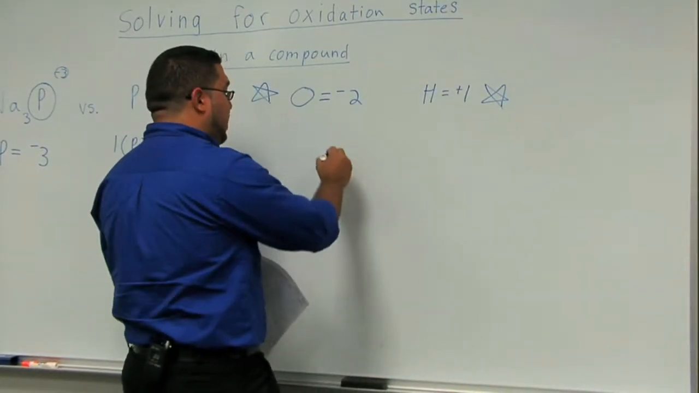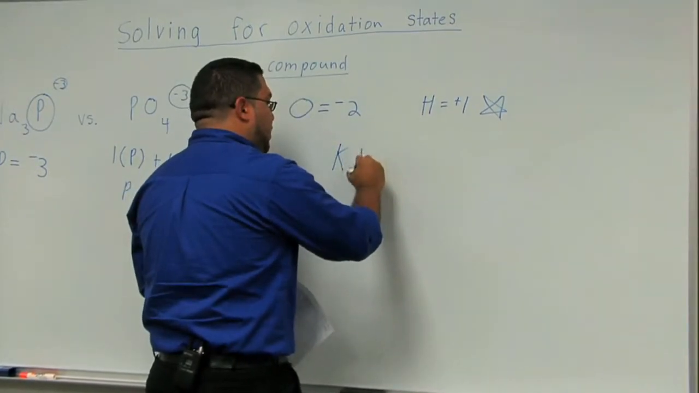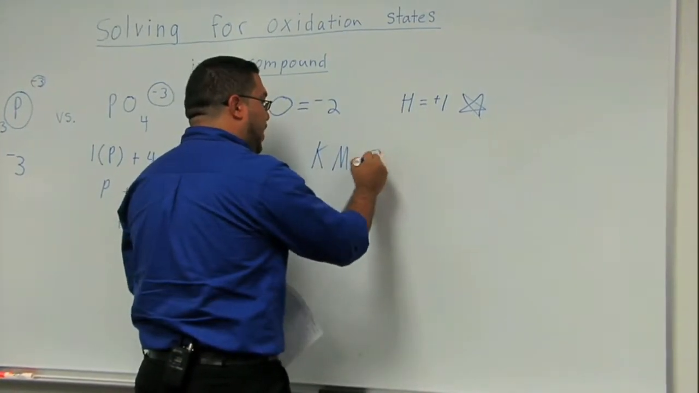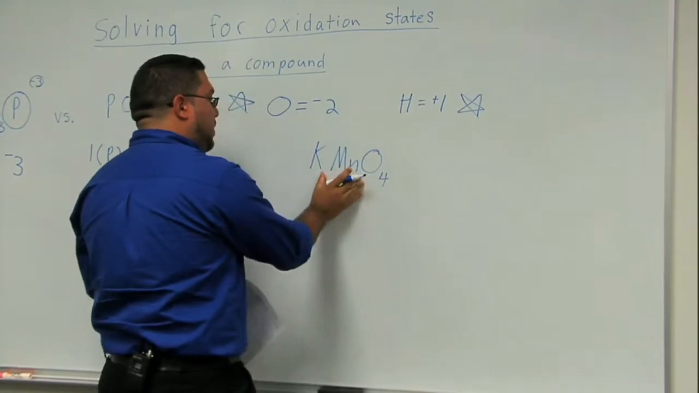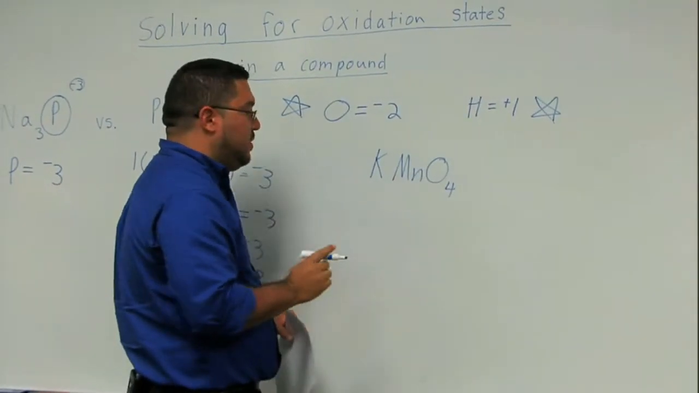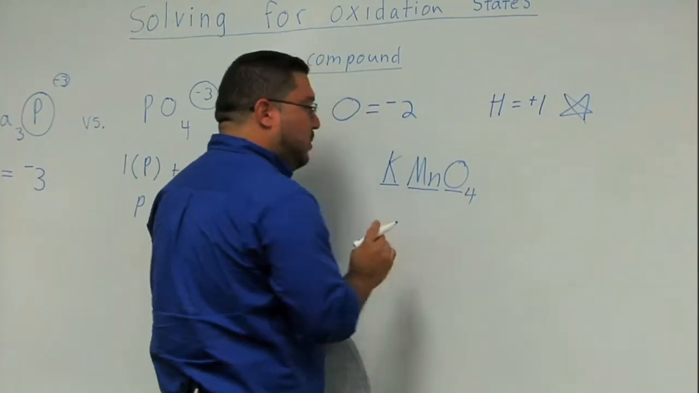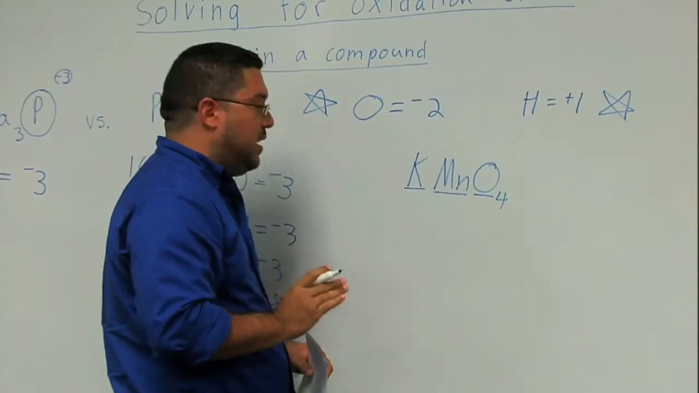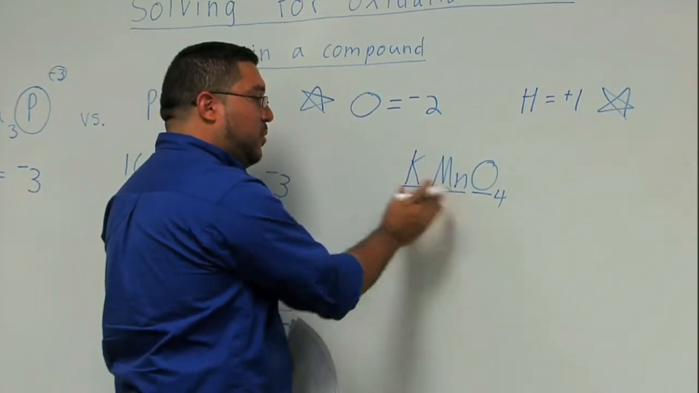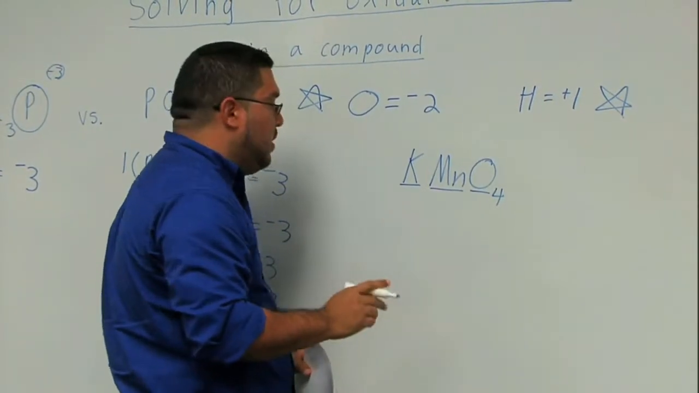It's potassium permanganate, which would be potassium, manganese, and oxygen. This may seem like a more intimidating problem because it's a combination of 3 elements, but it's really not. We really stick to what we already know and what we understand. We're going to create an equation out of this, and we're going to plug in the charges that we do know. So what do we have?